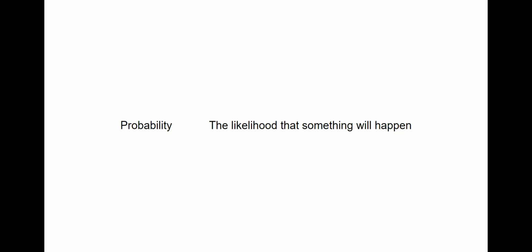The highest probability there is is one. If you got a one, which would be 100% likely, that means that it is absolutely going to happen. The lowest probability is zero. If you have a zero probability of something happening, it ain't gonna happen.